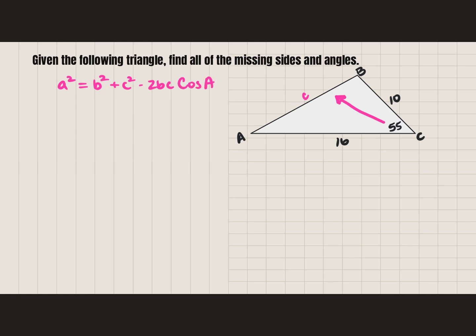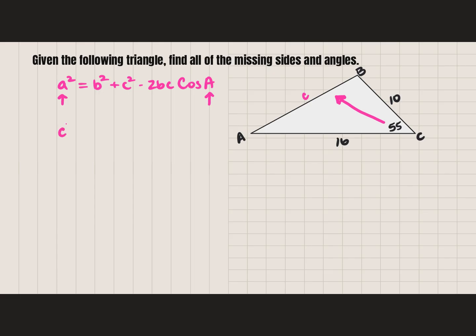Okay. Now those letters don't exactly match up to the ones that I have in my picture, because really I'm supposed to have A and the angle across from it, but I don't in this case. That's okay. I can readjust these letters to more match the picture that I have. I know that I have C and the angle across from it.